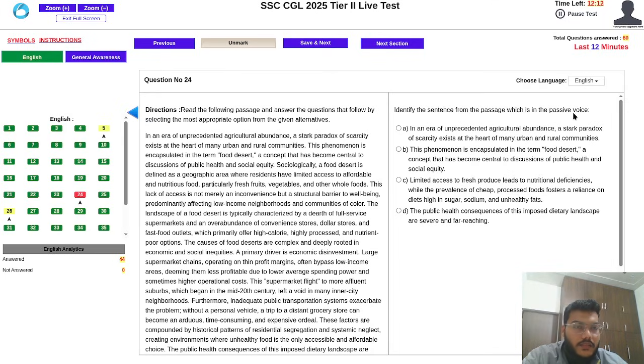Which is in passive voice. In the era of stark paradox, scarcity exists at the heart of urban life. This phenomenon is encapsulated in the term concept that has become central to limited access to fresh produce leads to nutrition deficiencies, while the prevalence of cheap diets. The public has much of this imposed diet landscape for severe and far-reaching.